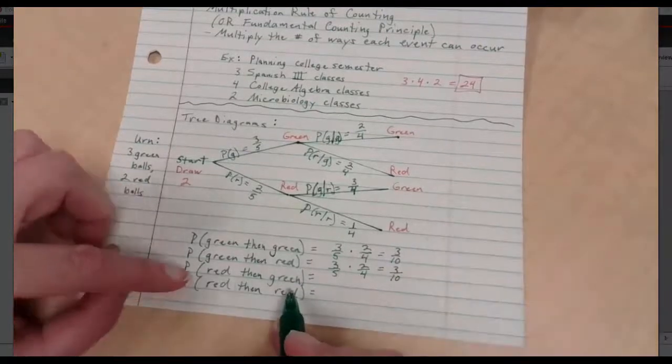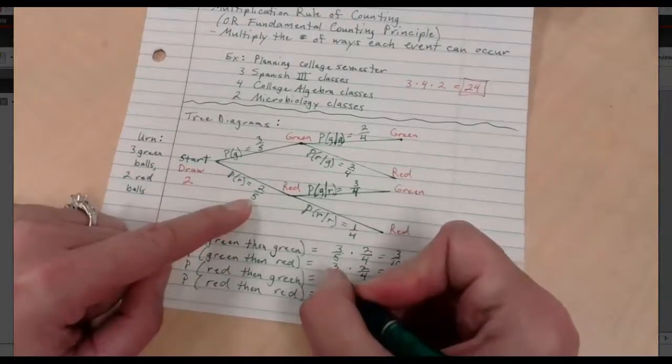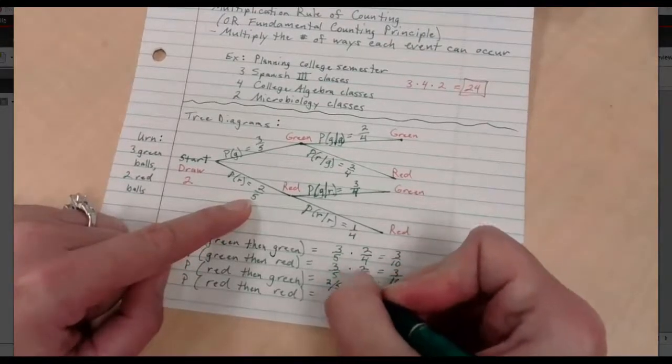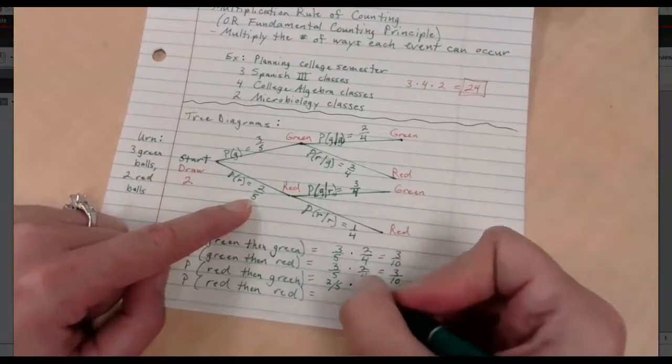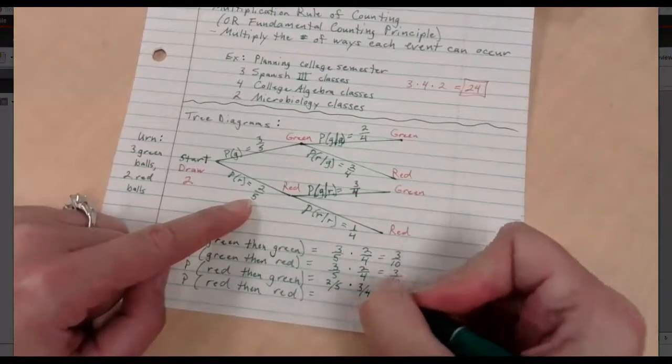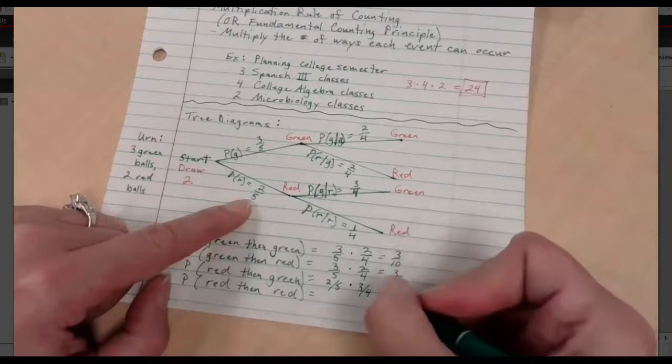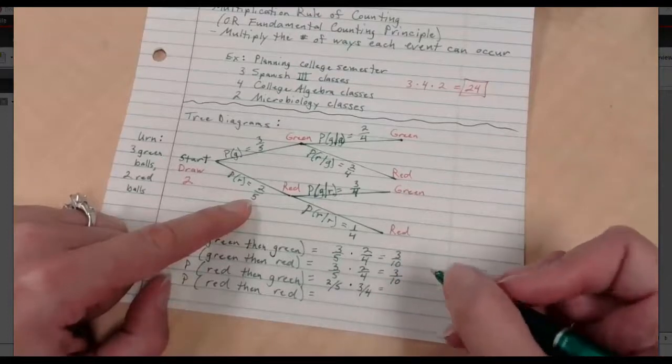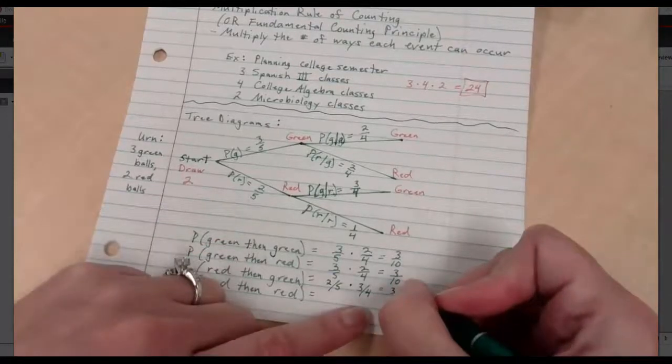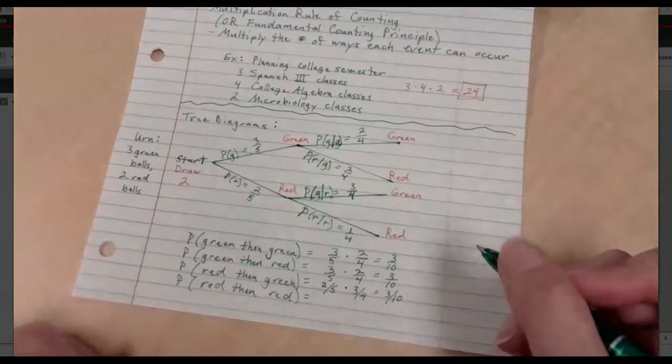What about red and then green? Well, red and then green, that would be 2/5. I'm going to start writing my fractions slanty here to make a little bit more space. So 2/5 and then times 3/4. What is that going to get me? 2/5 and 3/4. Oh, the same thing. Well, this is really weird. Is this trend going to continue?